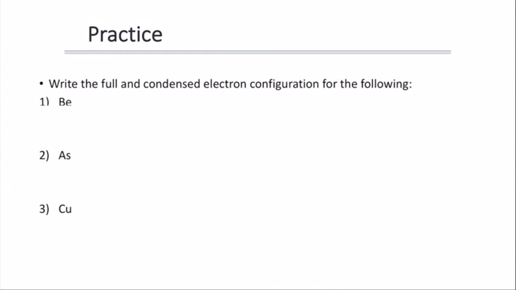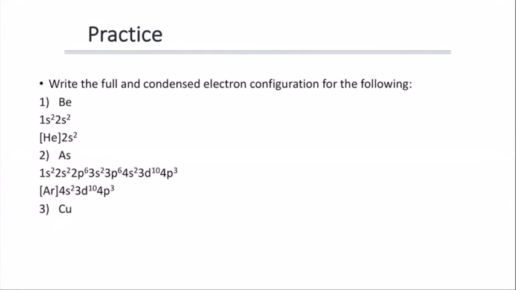Okay, now when we look at our configuration for beryllium, hopefully everybody can get this: the full configuration, 1s2, 2s2. The condensed one, or the noble gas configuration, helium, 2s2. So now looking at arsenic, arsenic is element 33. We can see that goes to the 4p3. Or if we write the noble gas, that's argon, 4s2, 3d10, 4p3.